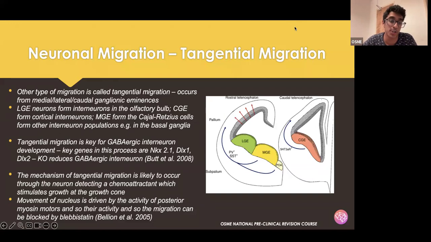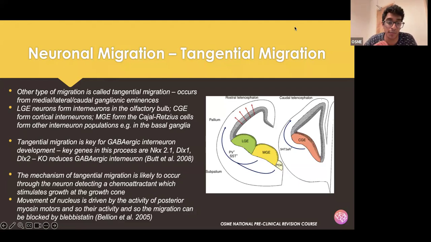Tangential migration is, as I said before, really important for the GABAergic neurons. Radial migration is for the glutamate-releasing neurons in the cortex, and tangential migration is for the GABA neurons in the cortex. If you knock out genes that are important in tangential migration, which is what they did in this Butt et al. 2008 paper, then you have a reduced number of GABAergic interneurons.